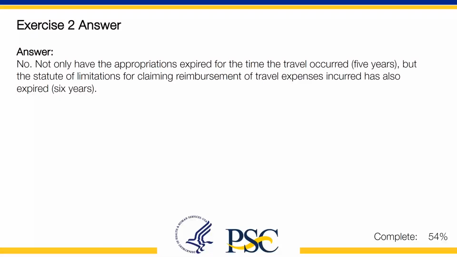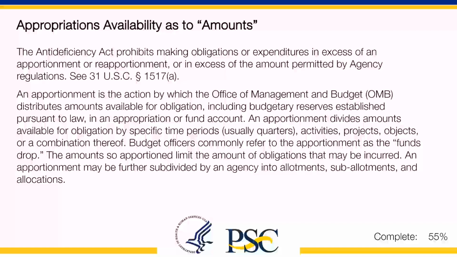Answer: no. Not only have the appropriations expired for the time the travel occurred, 5 years, but the statute of limitations for claiming reimbursement of travel expenses incurred has also expired, 6 years. The Antideficiency Act prohibits making obligations or expenditures in excess of an apportionment, or reapportionment, or in excess of the amount permitted by agency regulations. See 31 U.S.C. Section 1517(a).